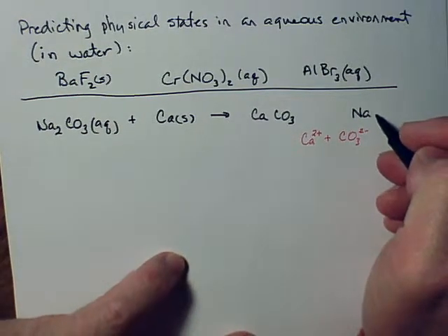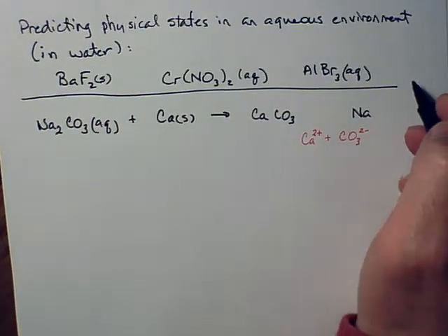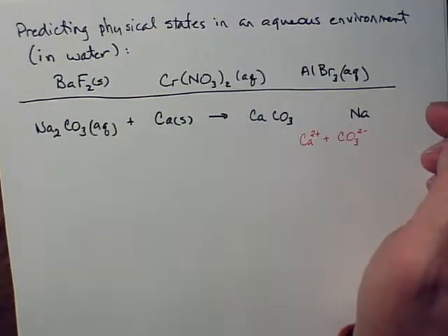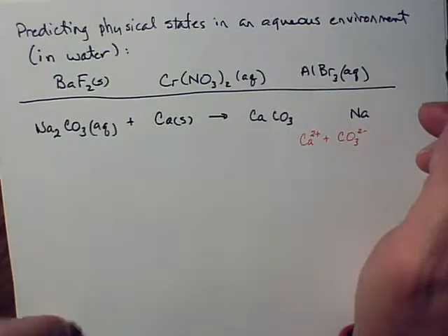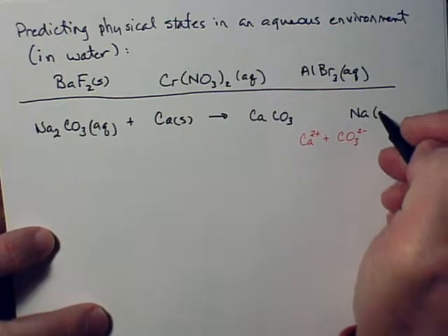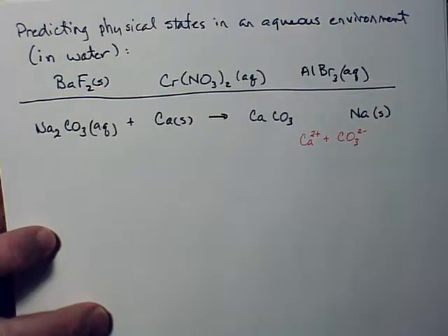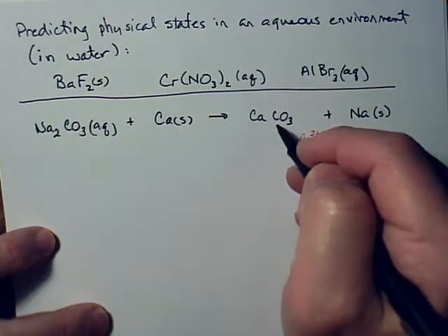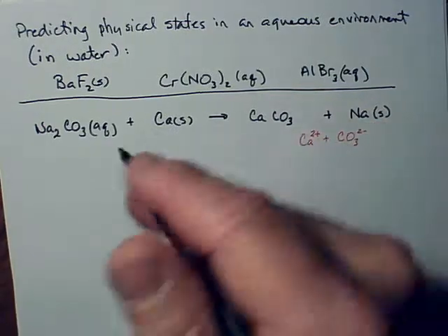Now, sodium is a metal. The only metal that tends to be anything other than a solid at room temperature and pressure is mercury, which tends to be a liquid. So this must be a solid. We need to figure out the physical state for this compound, and this is where we're going to use the solubility rules.